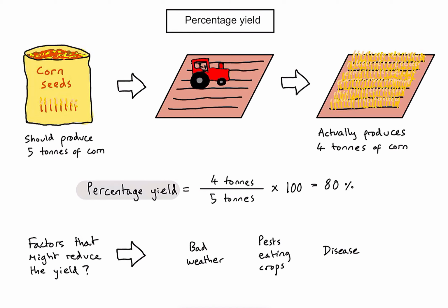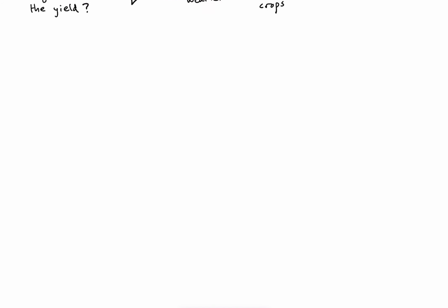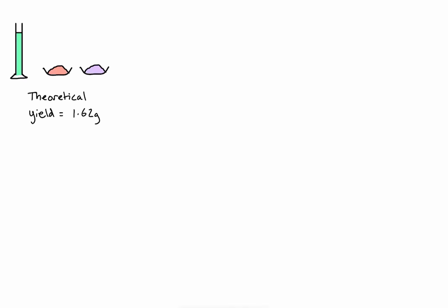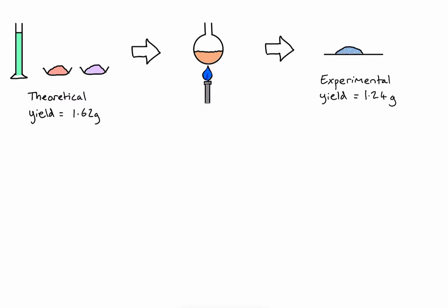Now let's see if we can apply this analogy to a chemistry specific example. So in this case, let's carry out a reaction. Doesn't really matter what the chemicals are, but if I do some calculations, I can work out that the expected yield, or the theoretical yield, if everything goes perfectly, is 1.62 grams. So if I carry out that reaction, let's imagine I am heating those chemicals together in a round bottomed flask using a Bunsen burner, and once I have collected my product at the end of that process, I find the experimental yield, or the actual amount that I collect, is 1.24 grams.